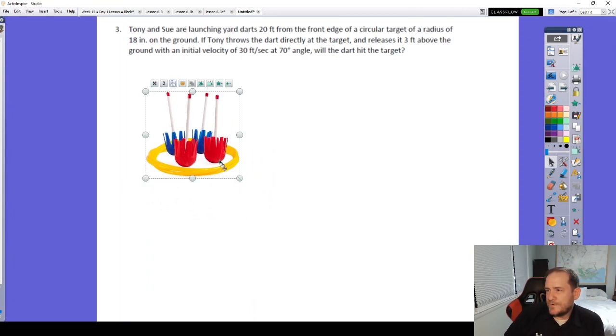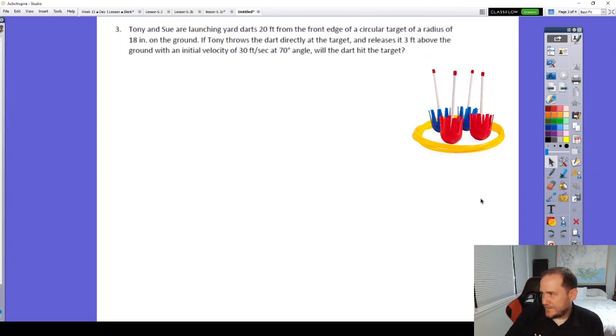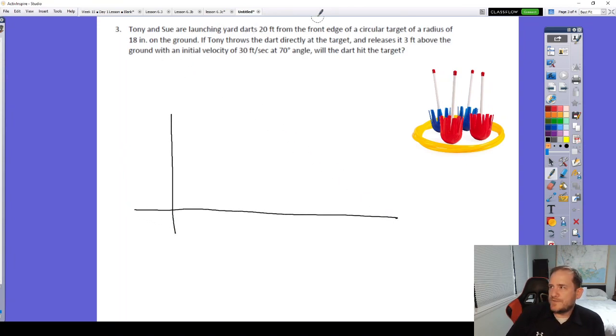Okay? So this is all happening on the horizontal. We can sketch this out now. Give me an X and Y axis. The question says Tony throws his dart directly at the target. He releases it 3 feet above the ground, so there's your initial height, that 3. So that's H naught? No, we called it Y naught, didn't we? Either way, it's 3.